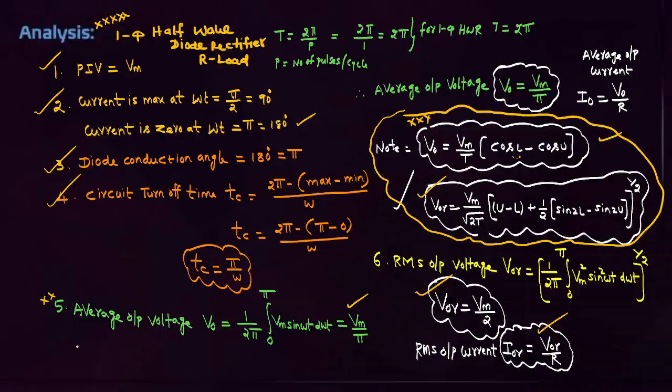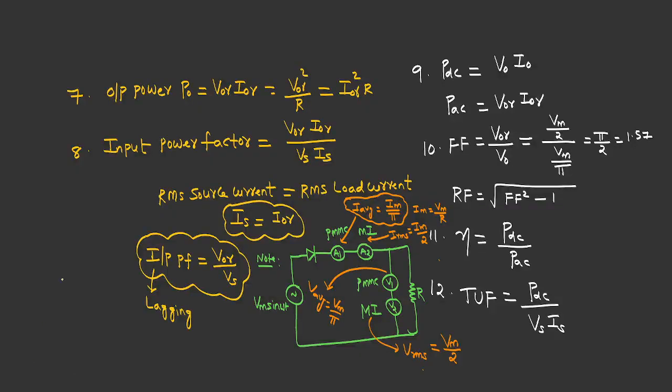Please go through this. All these formulas are with respect to resistive load, single phase half wave diode rectifier. But the output power is V naught RMS square by R. If it is output power with respect to resistive load, use the RMS values. Don't use the average value.